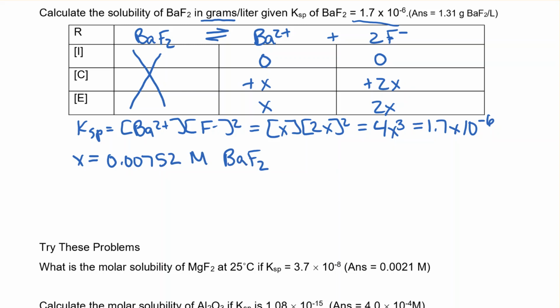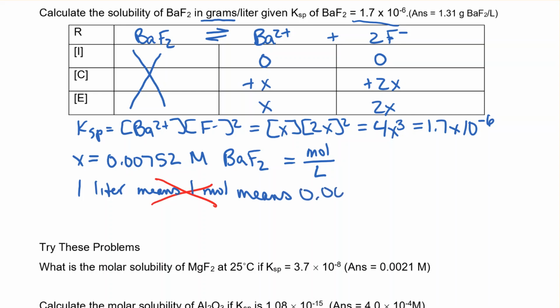Now we have to figure out how many grams that is. This means that it's moles per liter. So what we need to do is say that we have 1 liter, which means we have 0.00752 moles of the barium fluoride. If we have moles, we certainly know how to get to grams. So we have 0.00752 moles of the barium fluoride.